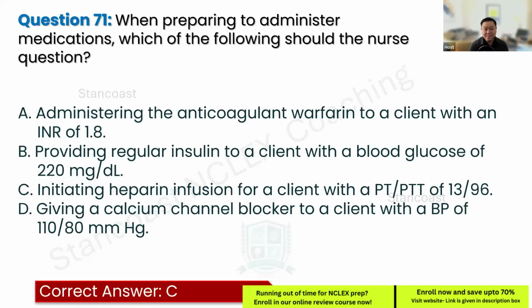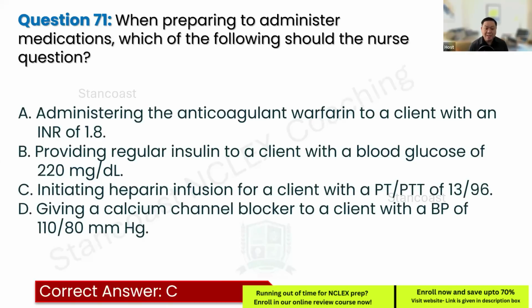The heparin's therapeutic effect is usually monitored by PTT, and a value of 96 seconds exceeds the target range, which is typically 1.5 to 2 times the normal, around 58 to 78 seconds. So this suggests that the patient has bleeding risk. Now, letter A is incorrect. An INR of 1.8 indicates that warfarin is still below the therapeutic range for anticoagulation, which is around 2 to 3 range. So administering it is safe.